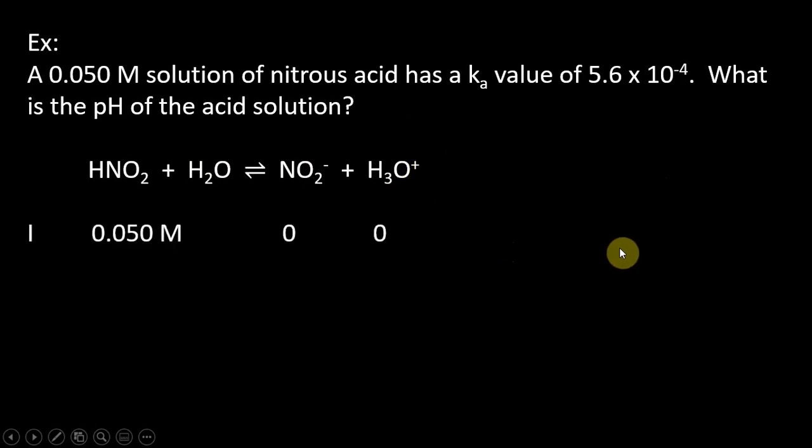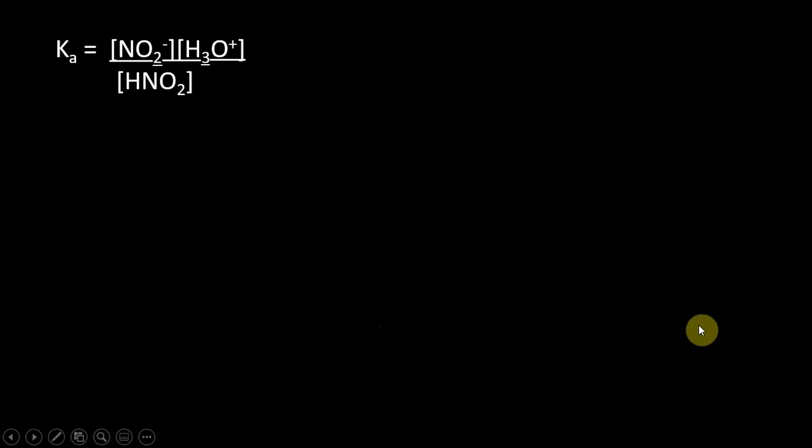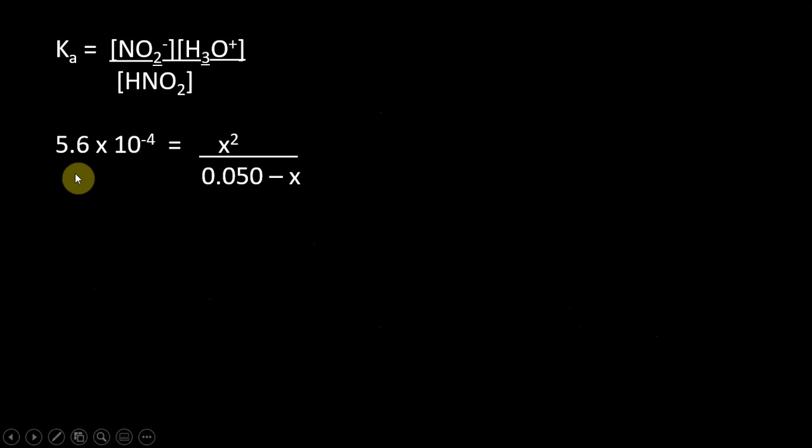Again, set up an ice table. The initial concentration is 0.050 molar. It'll come down by x. The NO2 minus and H3O plus will go up by x, leaving us with 0.05 minus x, x and x. So the Ka value then is 5.6 times 10 to the minus 4, which is going to give us x squared over 0.05 minus x.